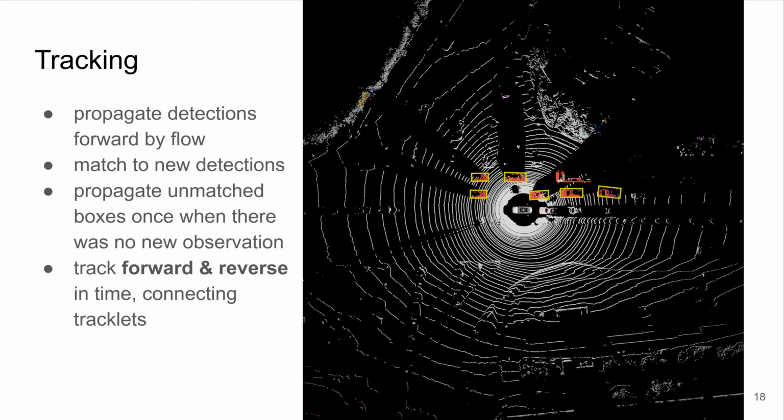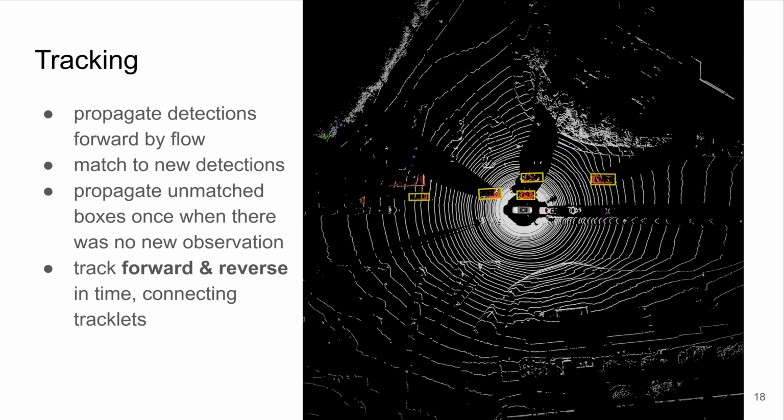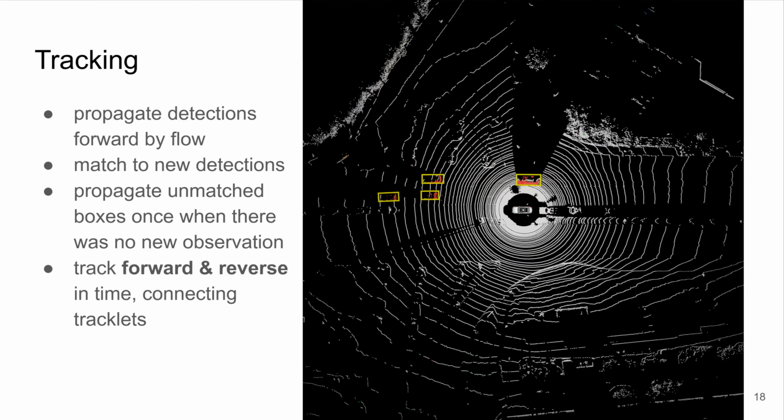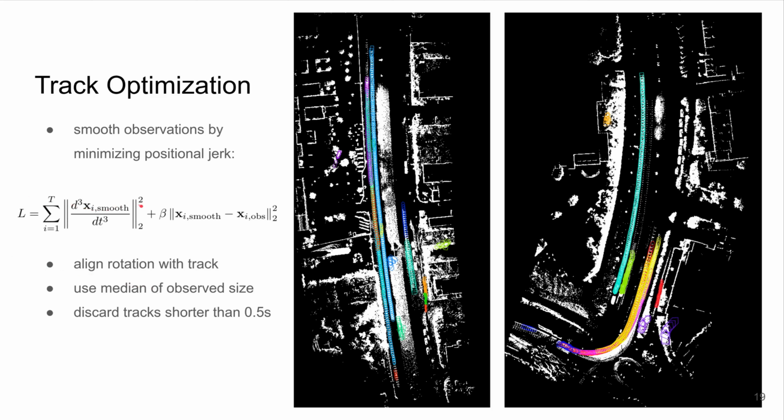All detections are propagated forward using the scene flow and matched to new detections. Unmatched detections are propagated once into the future. We do this forward and reverse in time, combining and connecting tracks. These tracks are then optimized.